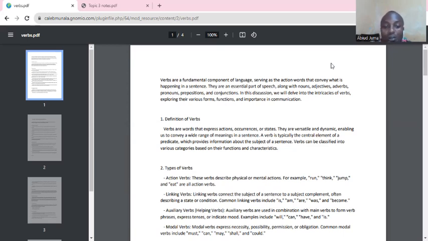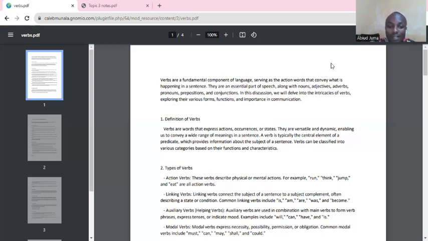And I continue with the types of verbs. On types of verbs, we have the following. One, we have action verbs. Action verbs are verbs that describe physical or mental actions. For example, run, think, jump, eat. All are action verbs.